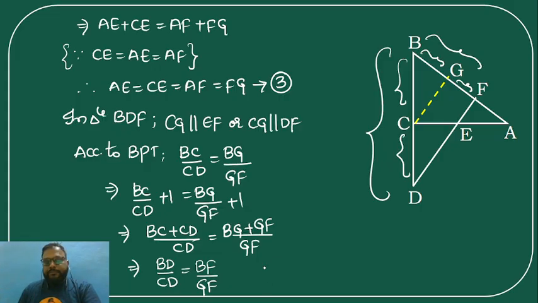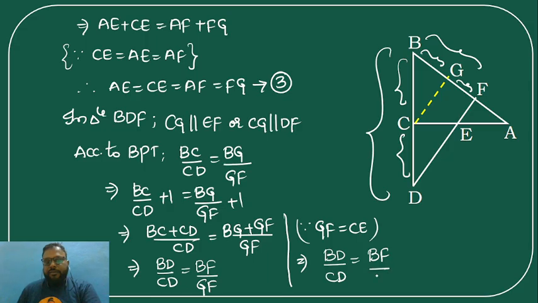Now if you check the third equation, since FG is equal to AF is equal to CE is equal to AE, finally in the place of this GF I can write even CE also, because that is what we have to prove. Since GF is equal to CE, finally what step I'll get here? I'll get this as BD by CD is equal to BF by CE. This is what we have to prove.